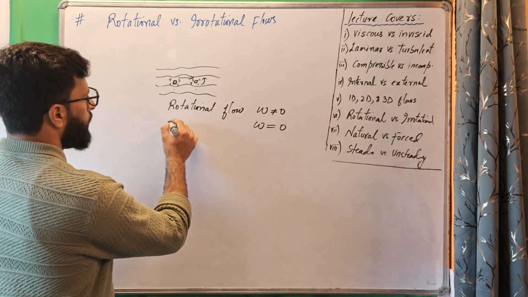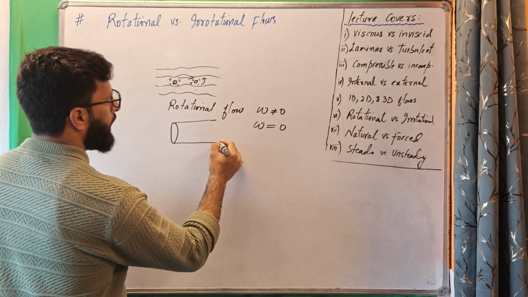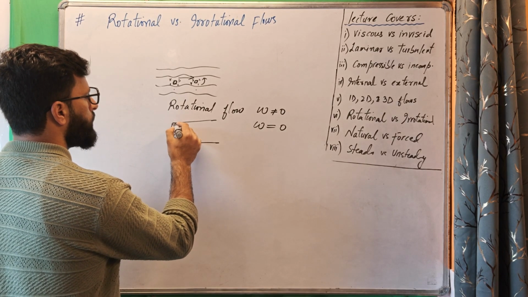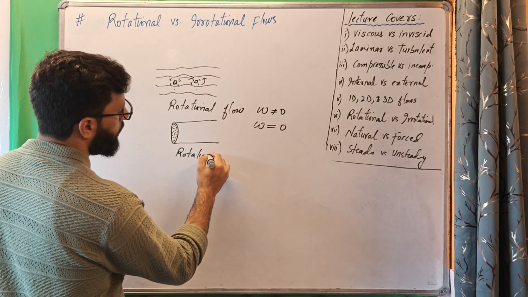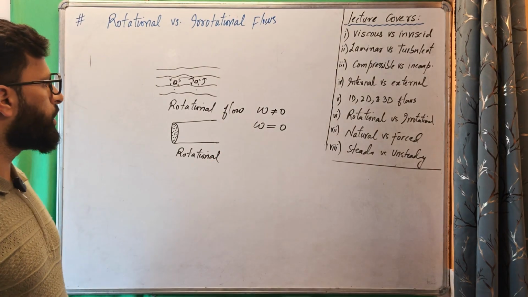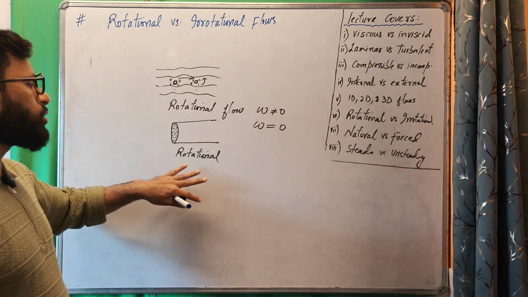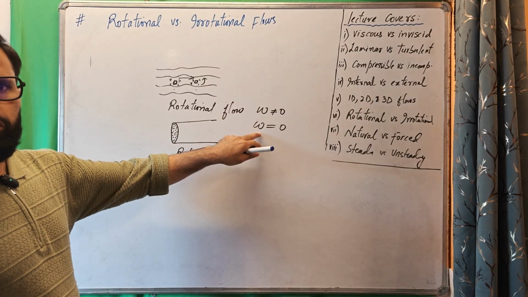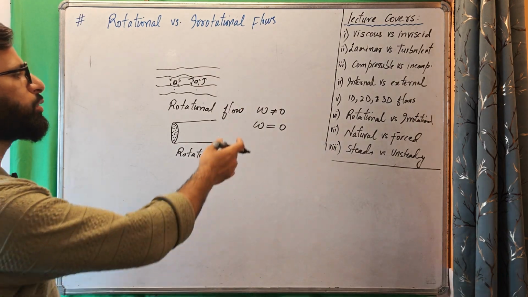Now, internal flows are viscous dominated, and viscous shear stresses exist. These internal flows are generally rotational, always rotational. They are viscous dominated. There will be shear stress which will cause these particles to rotate, and we will always see this angular velocity non-zero.